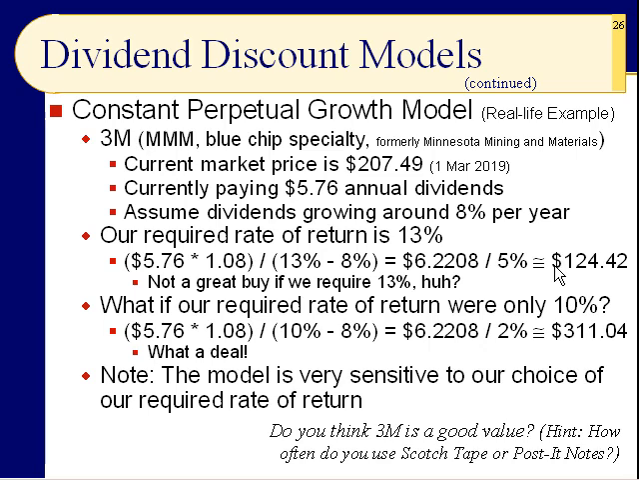Remember, we're the ones deciding what our required rate of return is. I say I'm very happy with 8, 9, 10%. You give me 8%, I'm a happy man. You give me 10%, I'm floating. And so 5.76 times 1.08, that doesn't change. What changes now is our required rate of return. The 13% becomes 10%. And so 10% minus 8% is 0.02, 2%. So $6.22 divided by 0.02 is $311.